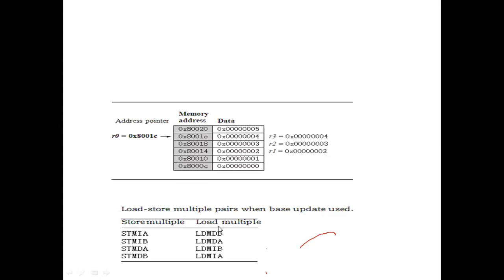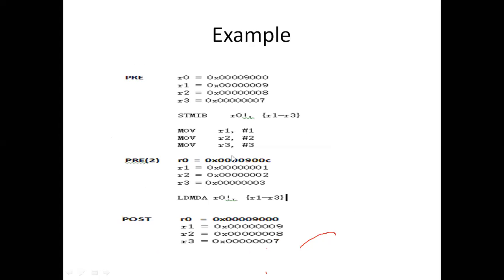These are the different load and store instructions: STMIA, STMIB, that is store multiple increment after, store multiple increment before, decrement after, and decrement before. Similarly, it works for the load multiple as well. So here is one example. R0 is having 9000, R1 is having 9, R2 is having 8, and R3 is having 7. What I'm doing is storing the values, beginning at the address in R0, of all these three registers, that is R1, R2, and R3, right? It's a range. And these are the instructions followed by that. I move R1 with 1, R2 with 2, and R3 with 3.